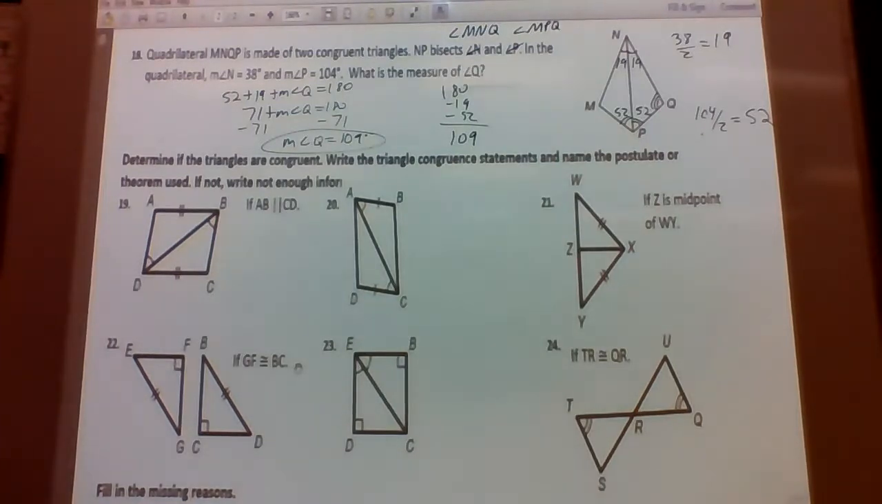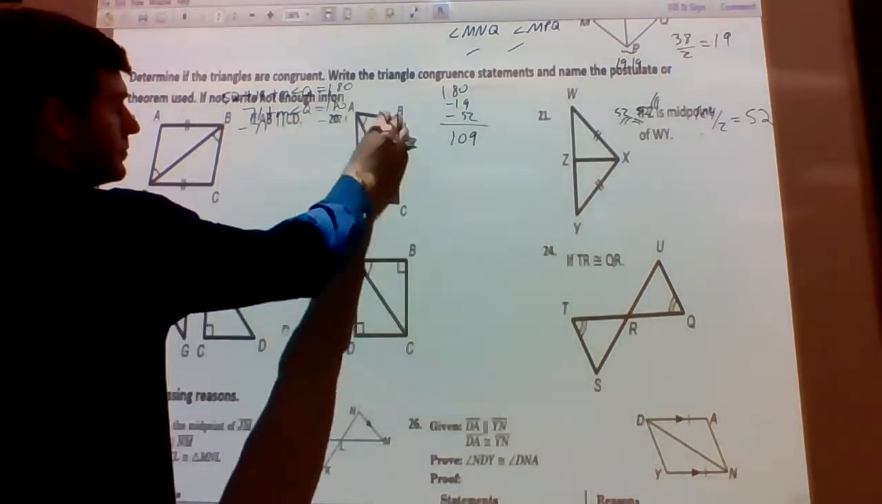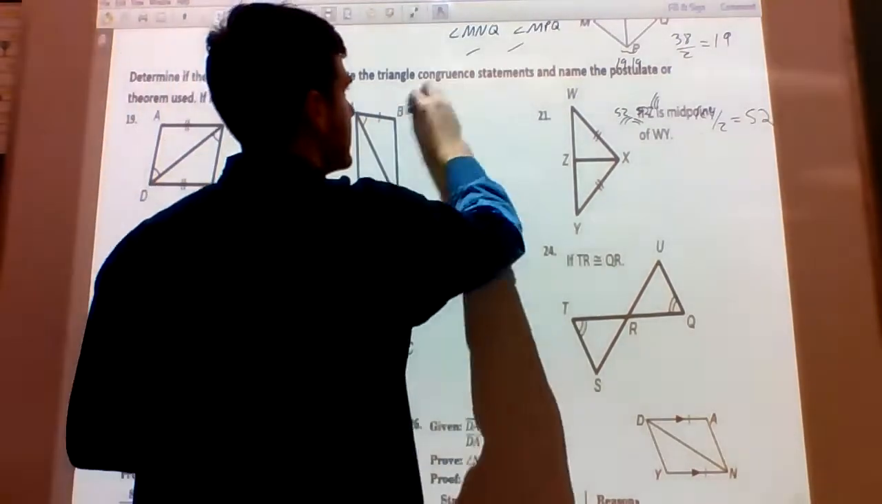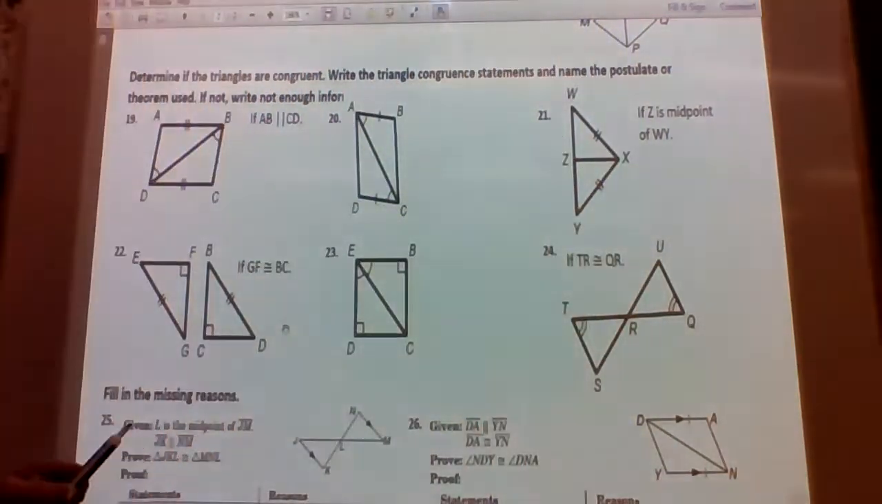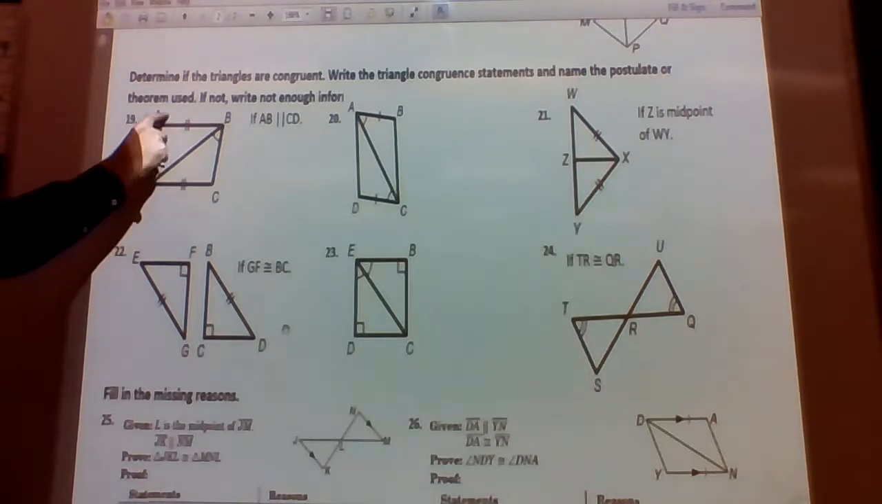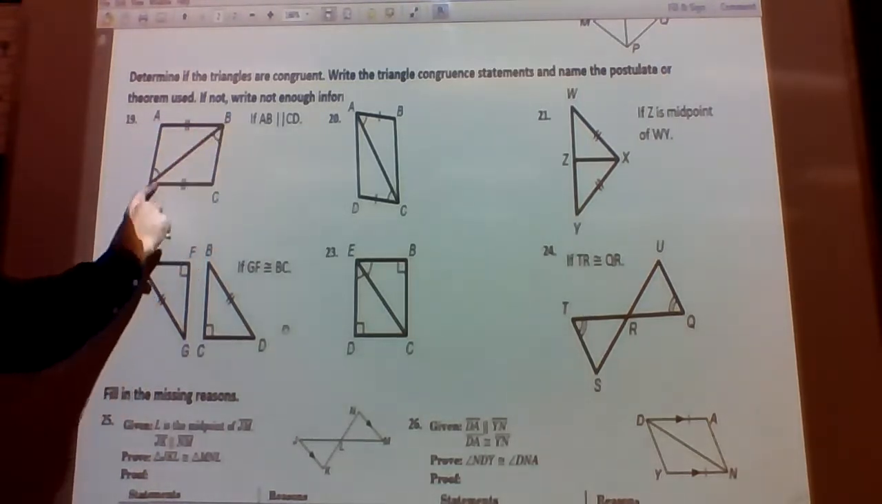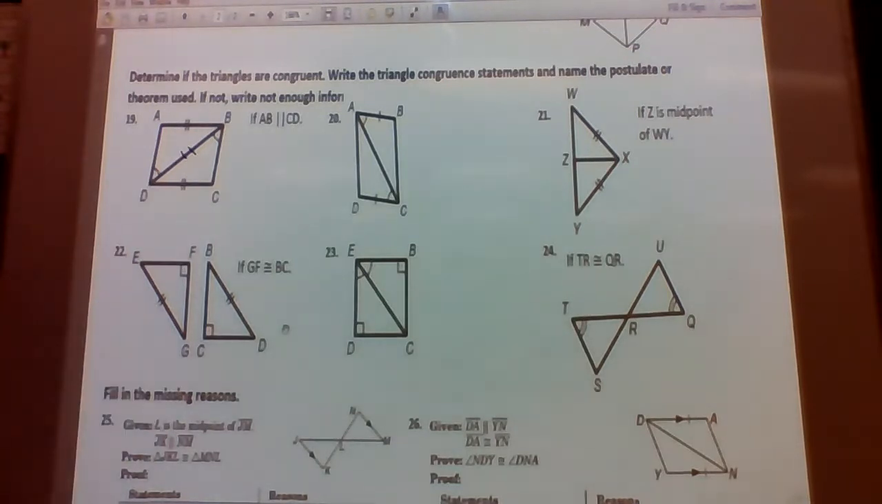Okay, numbers 19 through 24. We want to determine which postulate we can use, if any, to show that the triangles are congruent. So number 19, we have angle ADB is congruent to angle CBD. We have AB is congruent to DC. And we know we can use a shared side.